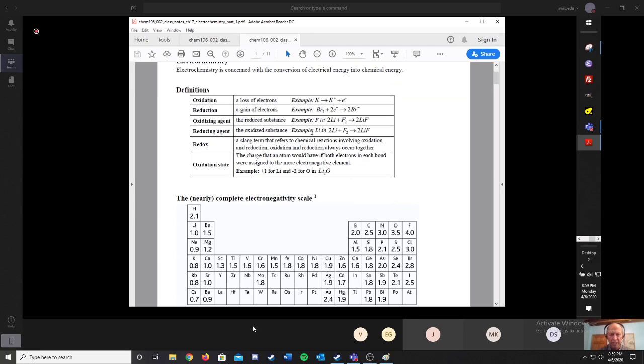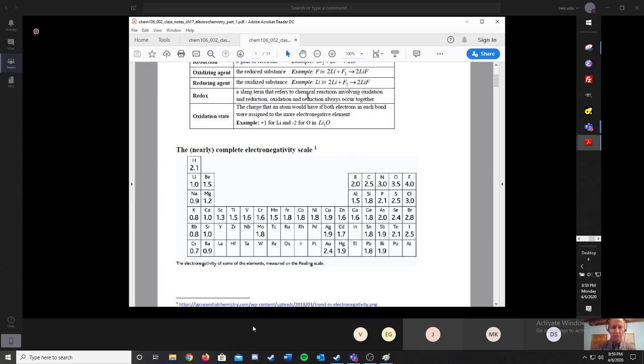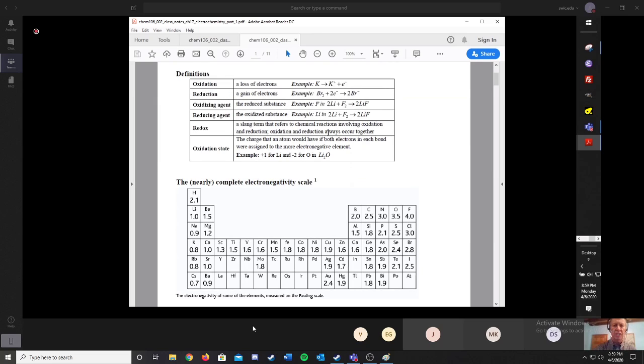And the oxidizing substance would be the lithium because it had its electron snatched away from it. And redox is the slang term that refers to reactions involving oxidation and reduction. Where we have oxidation, we have to have reduction because the charges have to balance.